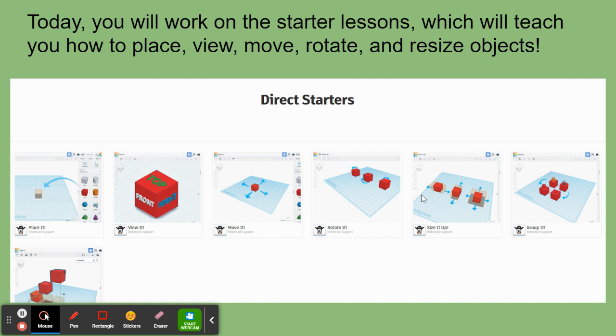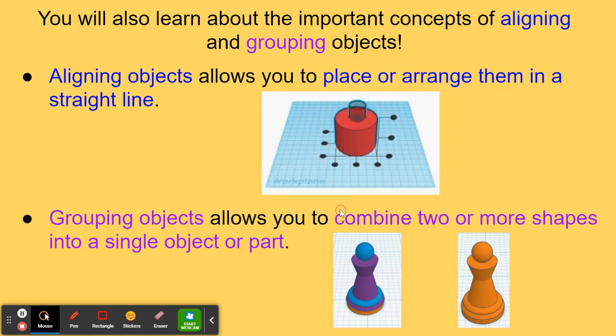So basically what you need to do for this assignment is you need to finish the 10 starter problems. A couple to really pay attention to. There's a lesson on aligning objects. Aligning objects is extremely important when you're doing 3D design, so pay attention to that. And then there's one on grouping objects, which allows you to combine the different pieces or shapes into a single new object.